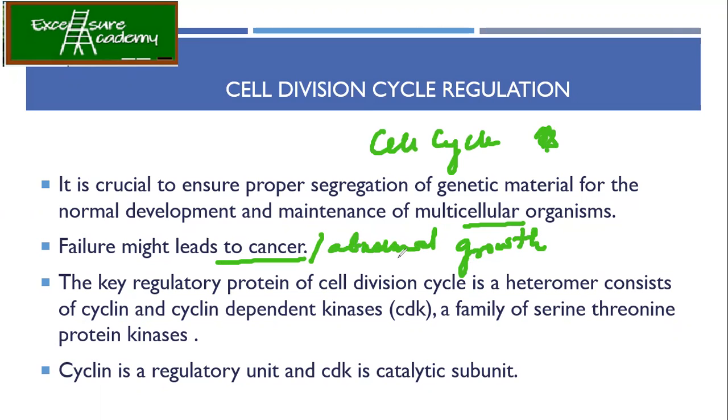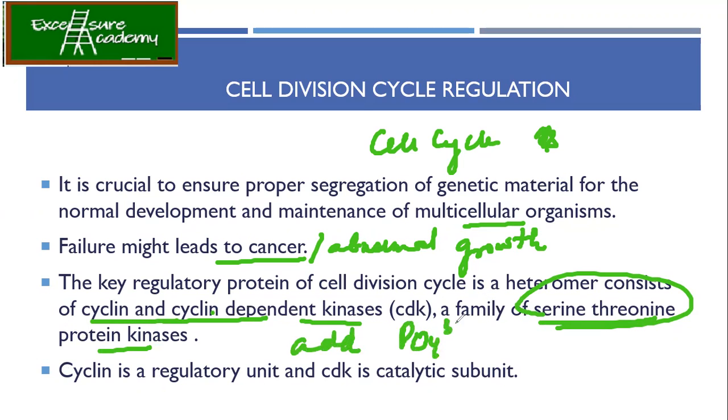Now, the key regulatory protein of the cell division cycle is a heteromer, which consists of cyclin and cyclin-dependent kinases. We already know about this protein, and these are serine threonine protein kinases. This point is extra: CDK is a serine threonine protein kinase. So what does it mean? It means that cyclin dependent kinases will add a phosphate group only to the serine or threonine amino acid of the substrate.